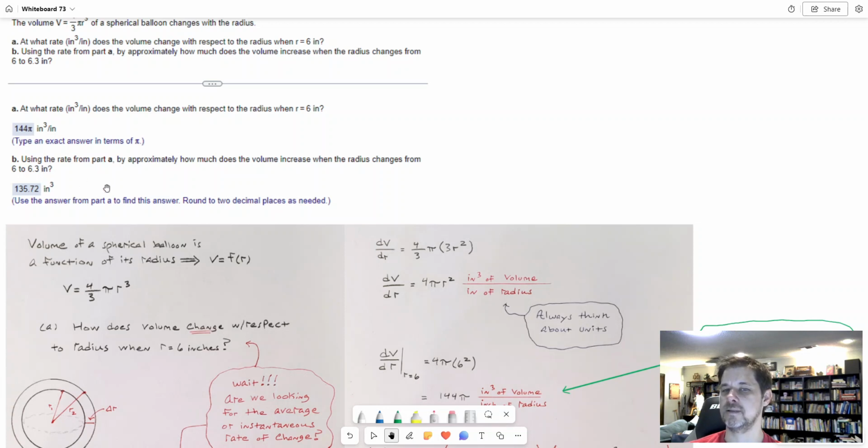In part B, it says use the rate from part A. Okay, so I'm committed to using my answer in part A. I'm not going to rethink how to do this in part B. I'm going to use the answer in part A. I'm going to use my understanding of the answer in part A. And can I answer by approximately how much does the volume increase when the radius changes from 6 to 6.3?